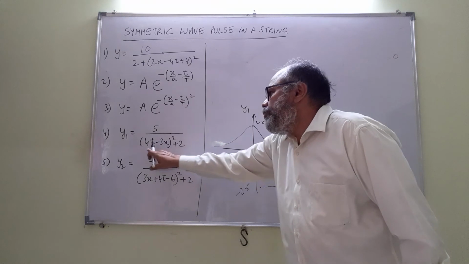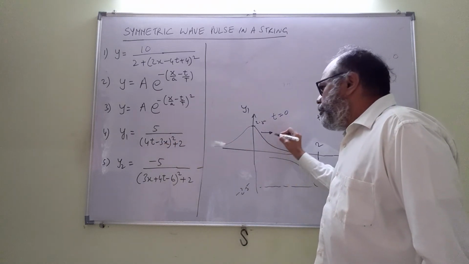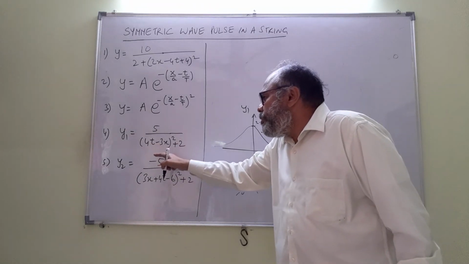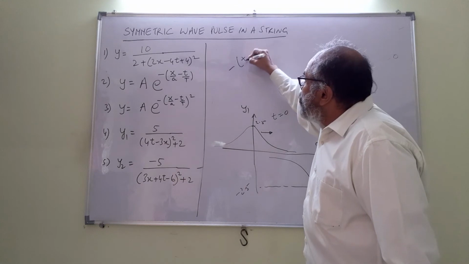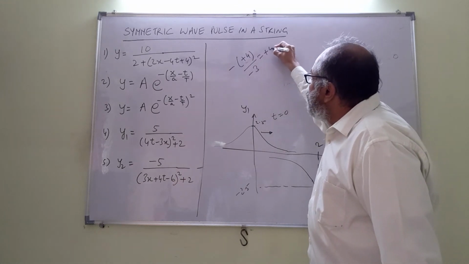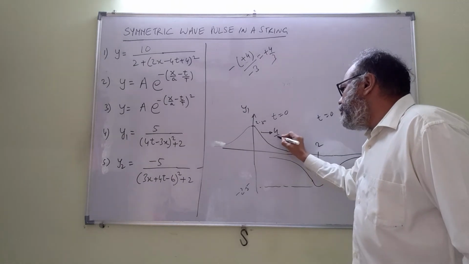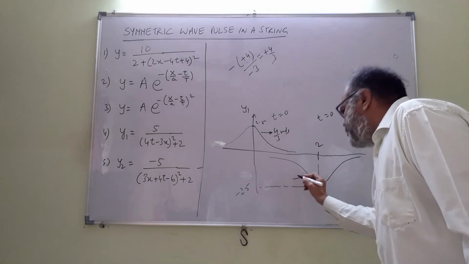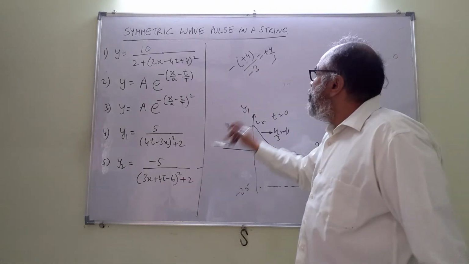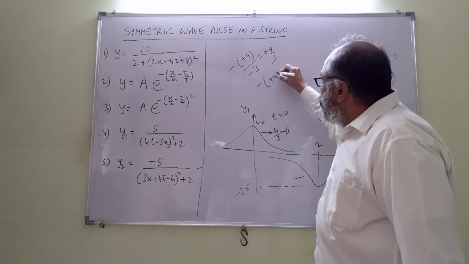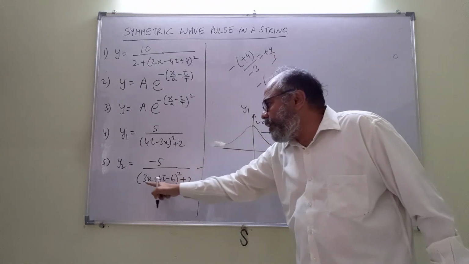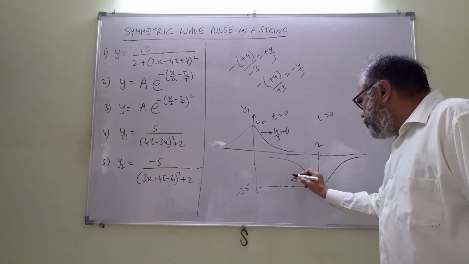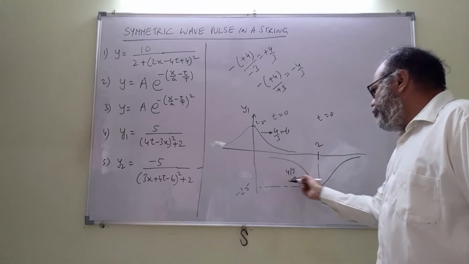If you see, the first one is moving at minus b by a. So minus b by a: minus b is plus 4, a is minus 3, so plus 4 by 3. So this is moving at 4 by 3 in the positive x direction, 4 by 3 meters a second. What about this one? It will be minus plus 4 by plus 3, so that will be minus 4 by 3. So this is moving at 4 by 3 to the left.